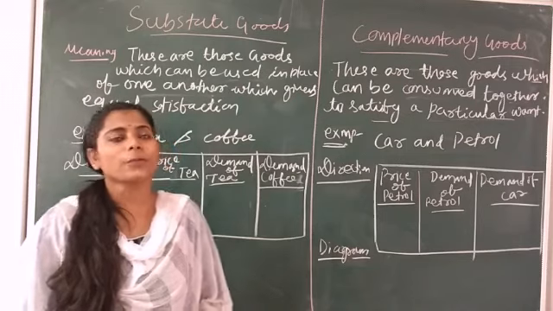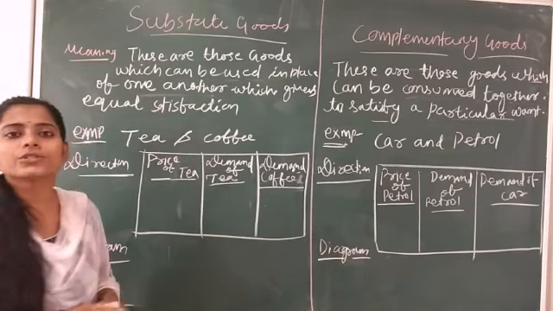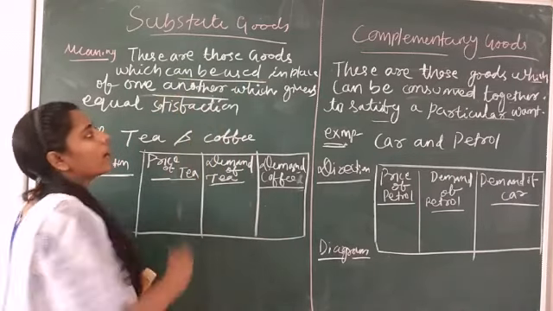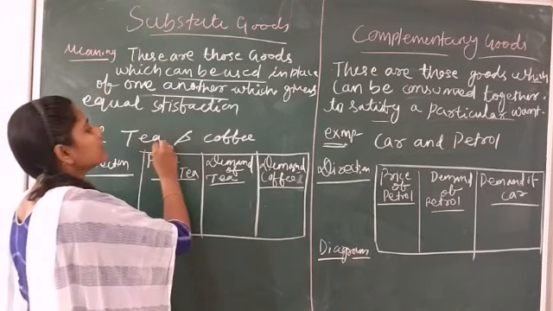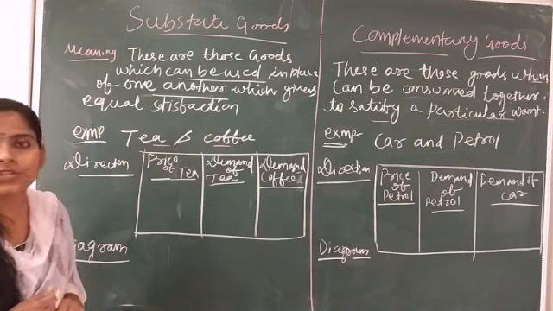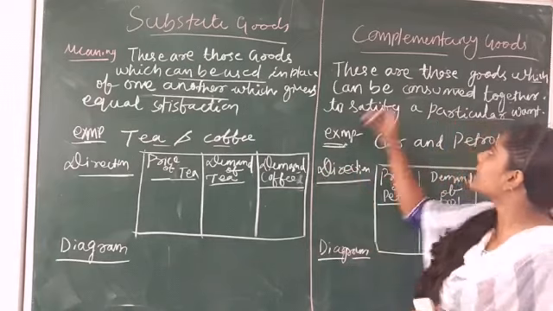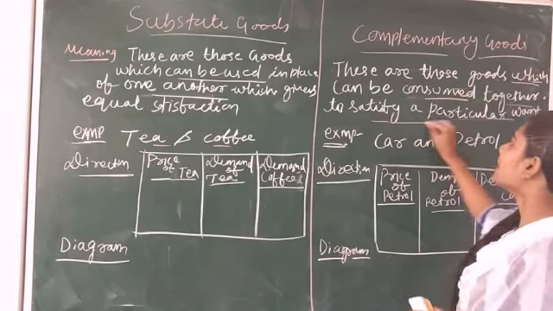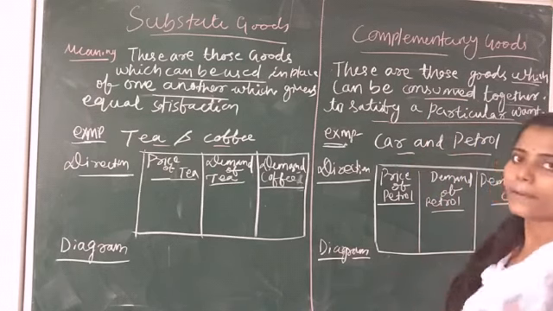Now we discuss the topic of substitute goods and complementary goods with the diagram. Substitute goods are those goods which can be used in place of one another, which give equal satisfaction. For example, tea and coffee. If you don't get tea, then you can switch to coffee. Like this, complementary goods are those goods which are consumed together to satisfy a particular want. Here the example is car and petrol.